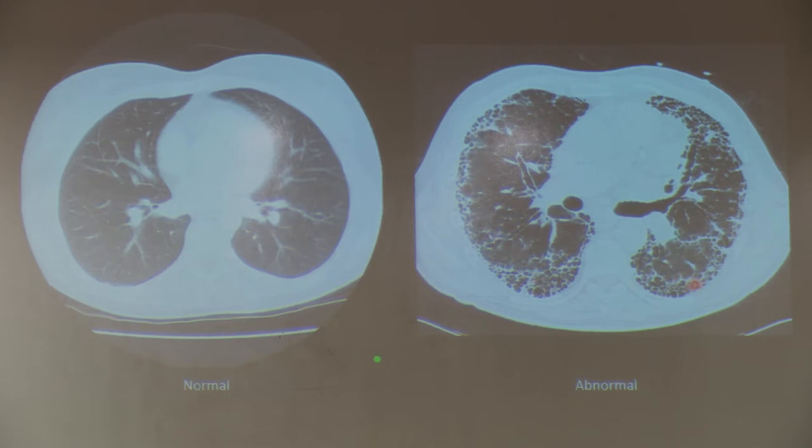So this one is an example of someone with pulmonary fibrosis. So it's very different from a normal lung. And all these thickened lines, those are collagen fibers or scar tissue that stiffens the lungs. That's why your lung capacity is very small.